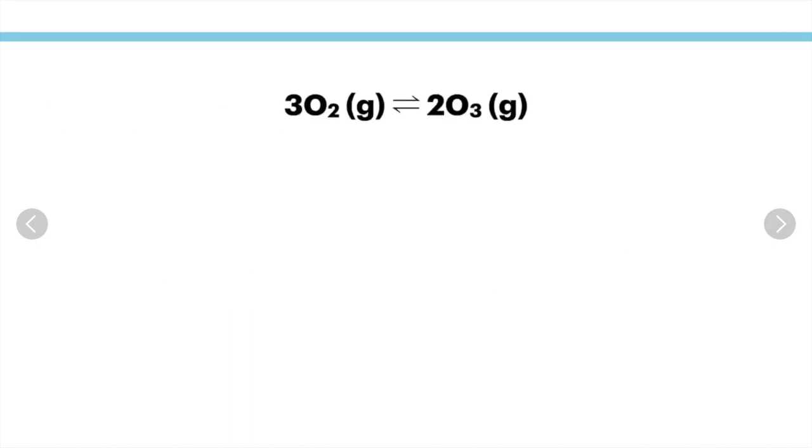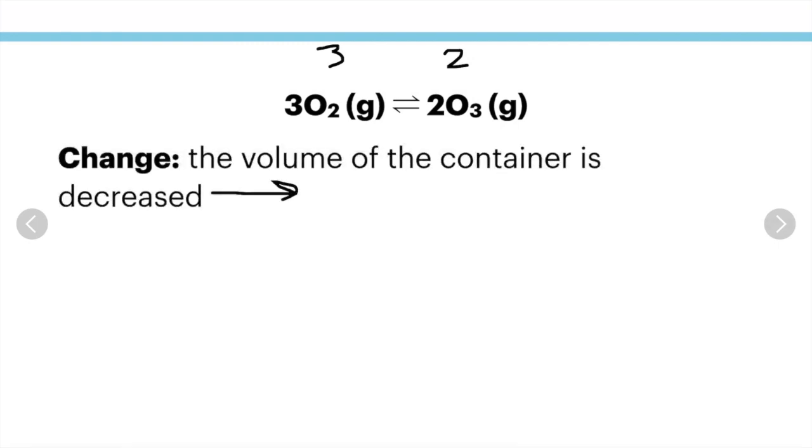So here's a sample reaction. The first thing that we should note is the difference in the number of moles of gas on each side. So we have 3 on this side and only 2 on this side. If the volume of the container is decreased, the pressure will increase because, like we said, those two are inversely proportional.